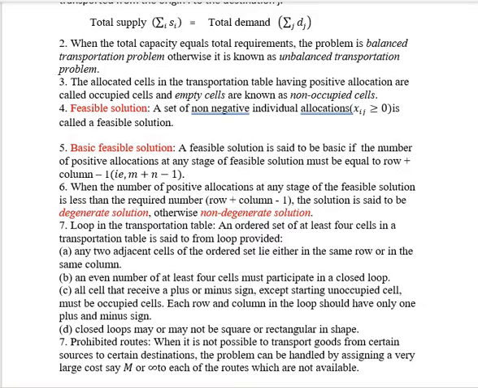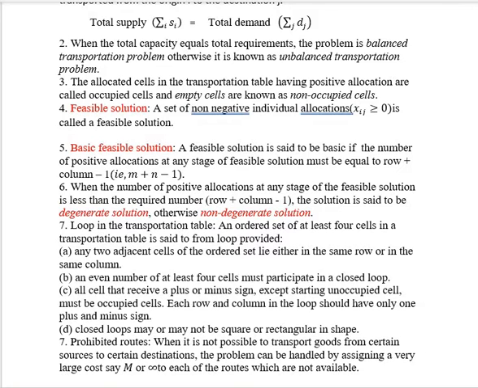Now, total supply equals total demand, that is, sigma si equals sigma dj. When the total capacity equals total requirements, the problem is known as a balanced transportation problem. Otherwise, it is known as an unbalanced transportation problem. The allocated cells in the transportation table having positive allocation are called occupied cells, and the empty cells are known as non-occupied cells.